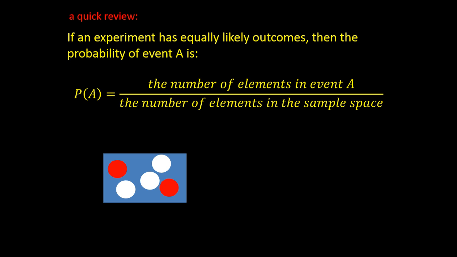So if we had, let's say, a box of 5 marbles, 3 are white, 2 are red, and we wanted to know the probability that we would reach into this box and randomly draw a red marble, the probability is 2/5. There are 5 total elements in the sample space, and 2 of the 5 are red.